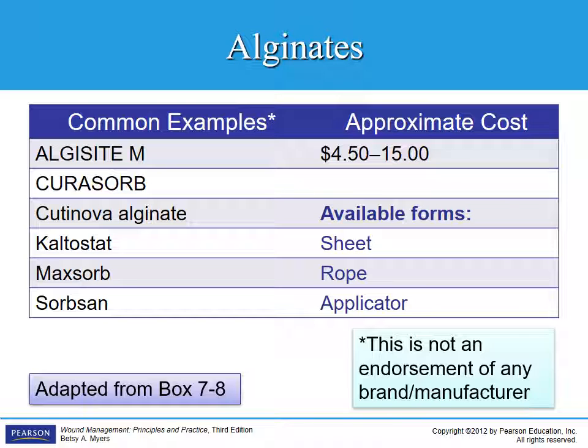In the available forms, it comes in sheets, and it comes in ropes. Ropes are used if there is a depth to the wound, so you can stuff the alginate down into the wound itself. And then we also talked about the applicators, on the end of the Q-tip, so that you can see depth, or you can measure depth.